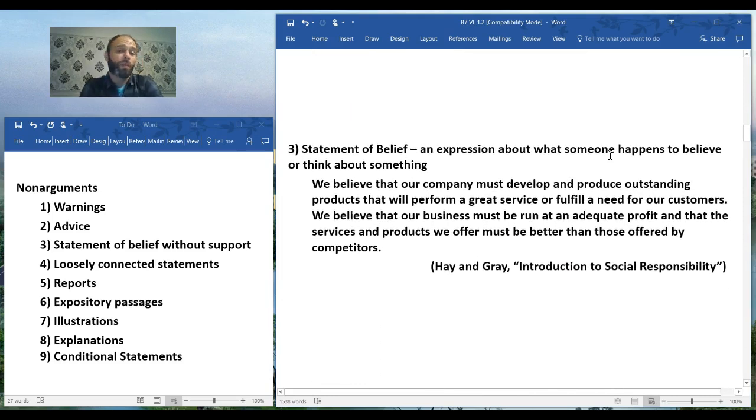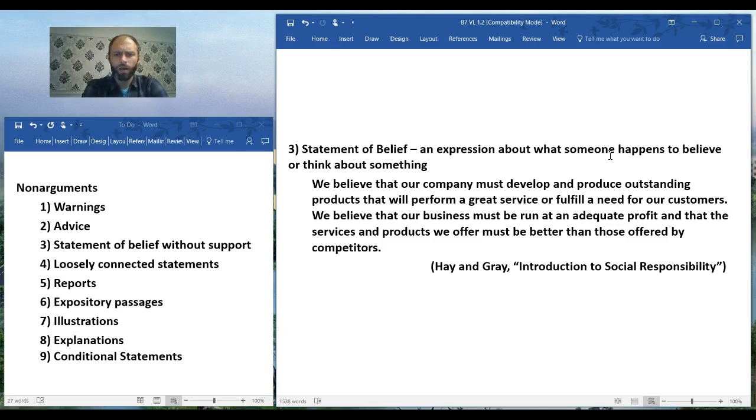So the third type of non-argument, statements of belief. A statement of belief is an expression about what someone happens to believe or think about something. Take this passage for example. We believe that our company must develop and produce outstanding products that will perform a great service or fulfill a need for our customers. We believe that our business must be run at an adequate profit and that the services and products we offer must be better than those offered by competitors.